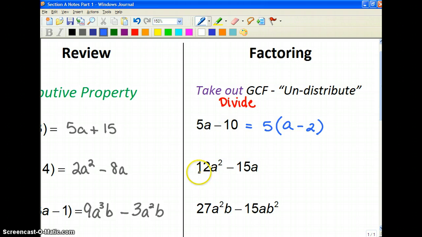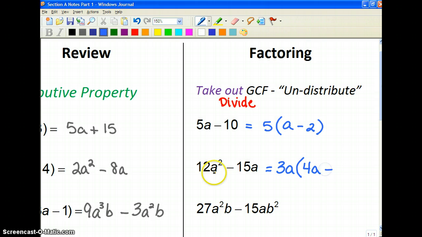Number 2, what do 12 and 15 have in common? A 3. So we're going to take out a 3. Do they have any letters in common? They both have an A. So we take out 3a. Make a parenthesis and say what's left. And the way you figure out what's left is you divide. So 12 divided by 3 is 4, and a squared divided by a is a.